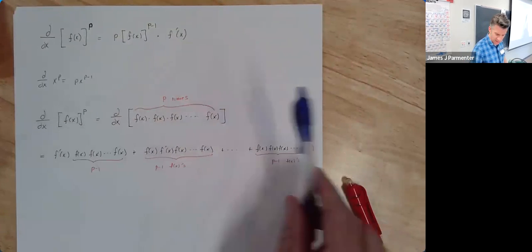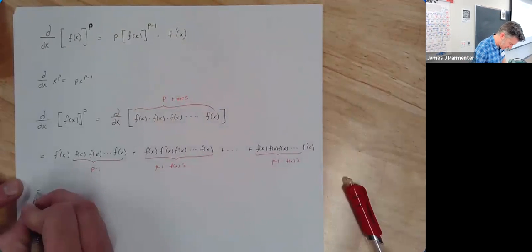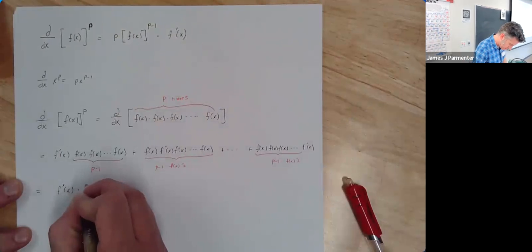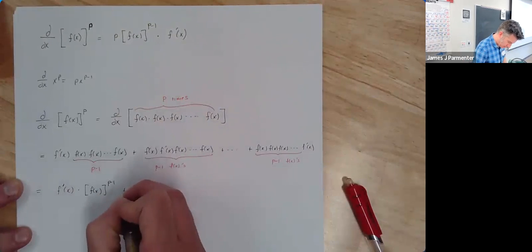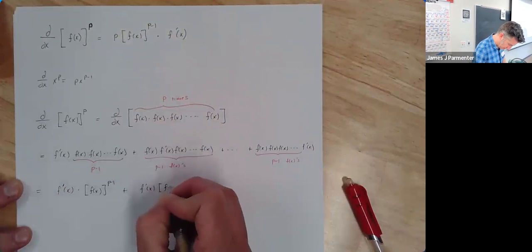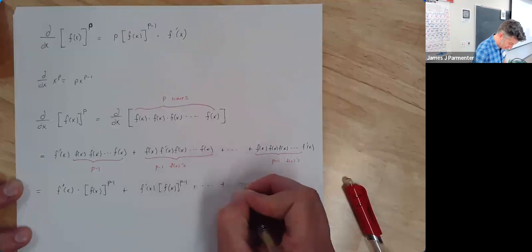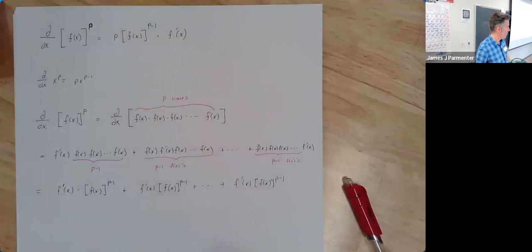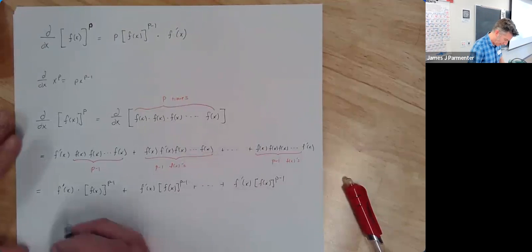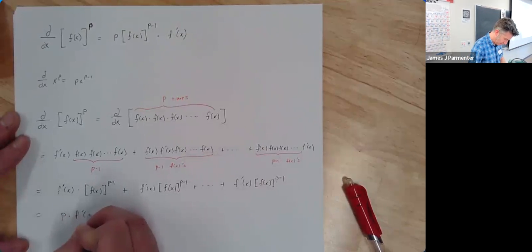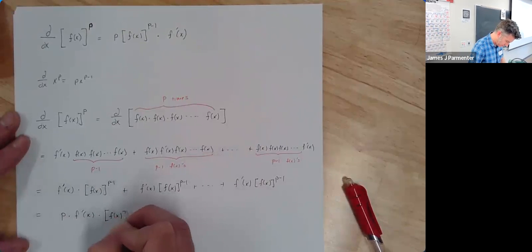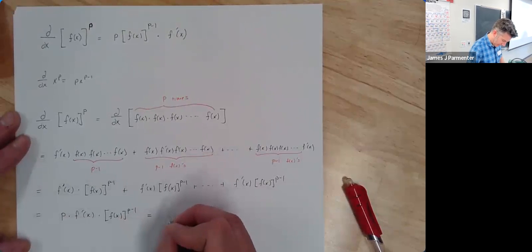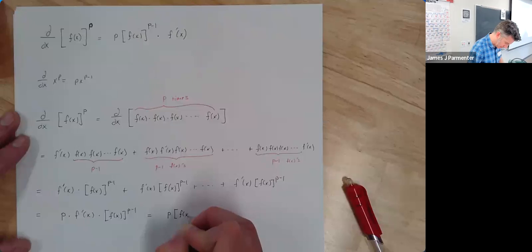So look what I've really got. Oh, and they're all the same, right? Each of these is 1 f prime times, in fact, let me rewrite this. I've got f prime of x times f of x to the p minus 1, plus another f prime of x times f of x to the p minus 1, all the way to the last one, which is another f prime of x times f of x to the p minus 1. But if you're adding the same thing over and over and over again, right? If I add x plus x plus x, I get 3x. If I add this plus this plus this that many times, p many times, I get p times f prime of x times f of x to the p minus 1 power. Whereas I would prefer, I would write this as p times f of x to the p minus 1 times f prime of x.